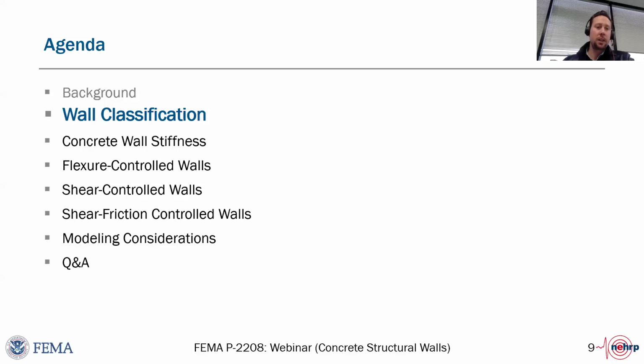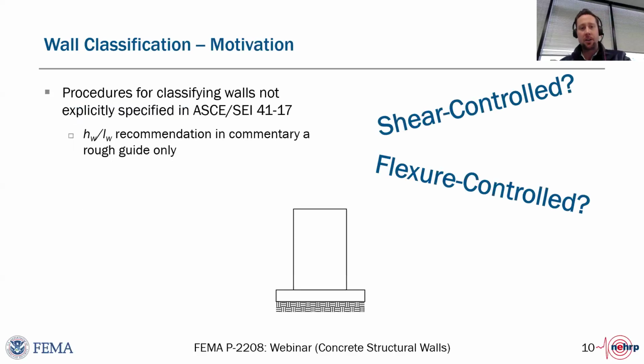So the first part of the agenda is really talking about wall classification. And if you all are familiar with ASCE 41-17, you might notice that there's not really a direct statement that tells you how to determine whether a wall is controlled by shear or flexure. There are tables that tell you here are modeling and acceptance criteria for shear controlled walls and flexure controlled walls respectively.